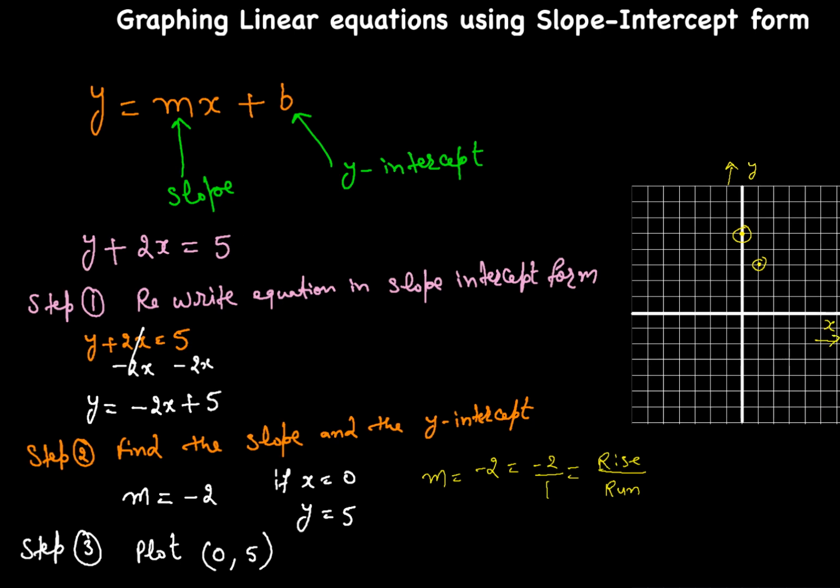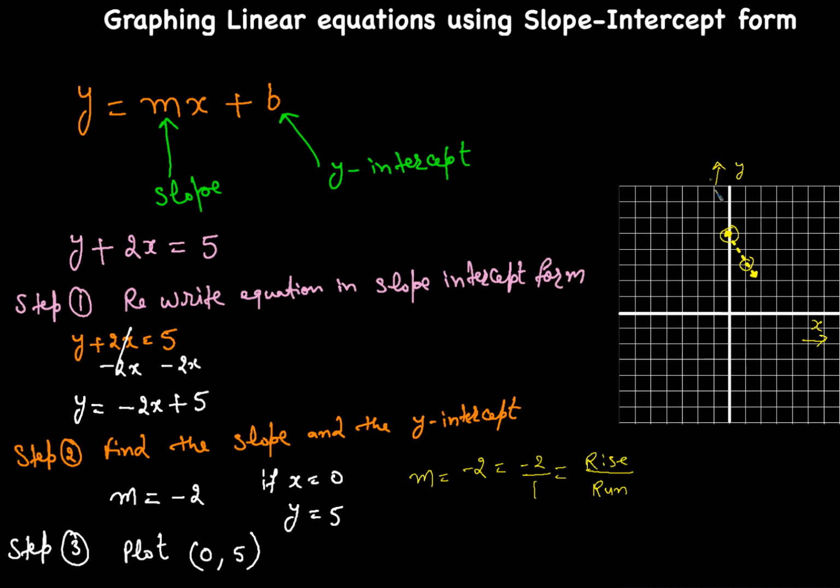Okay, so let's do that. Let me draw the line through those 2 points. So I'm gonna draw this and this point. There you go. So that's what we need. You can extend this line. All right, so that's the graph for y plus 2x is equal to 5. So this is the line graph for y is equal to -2x plus 5.